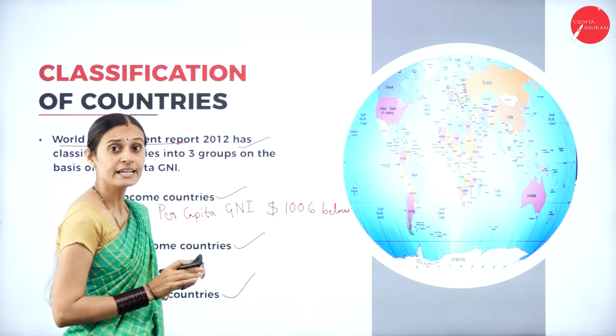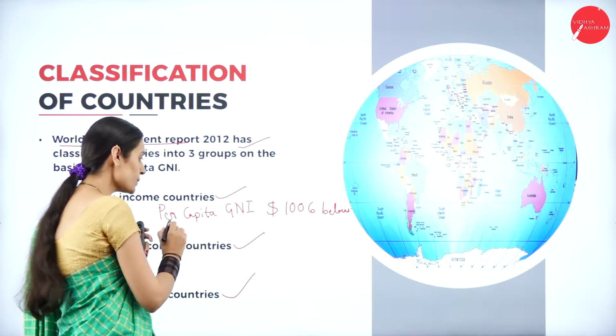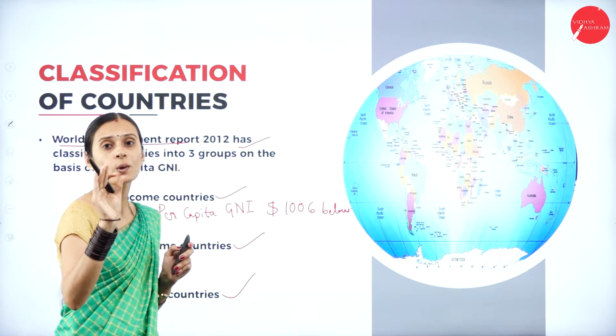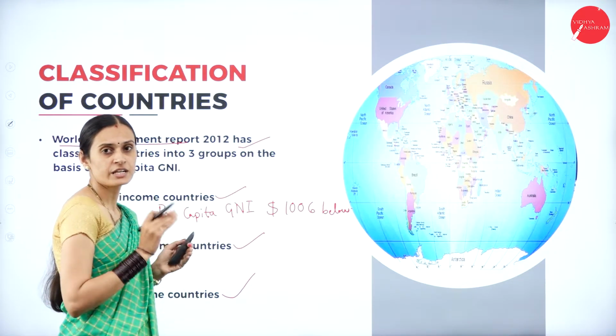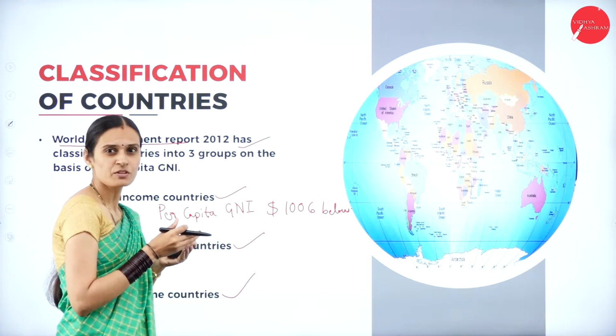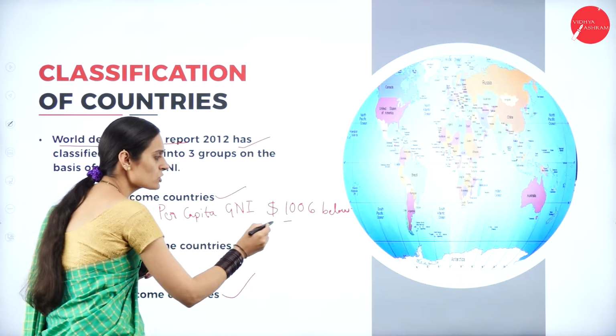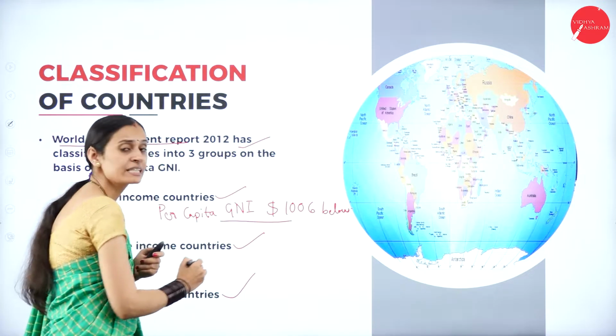So which countries have income below $1,006? Those countries are considered low income countries. You can consider some African countries, like Uganda, Kenya, Zimbabwe, then Afghanistan. Those types of countries come under the lowest per capita GNI.